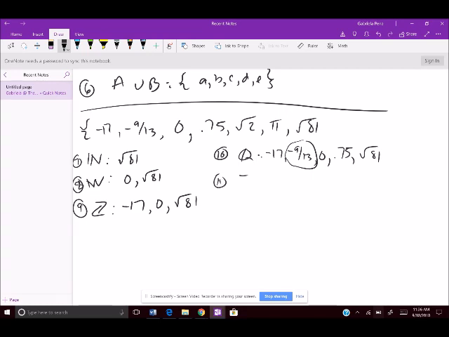For number 11, you're looking for your irrational numbers. That would be your square root of 2 and pi. And number 12, you're looking for all real numbers. Well, it's going to be all of them right there, every single number that was given to you.